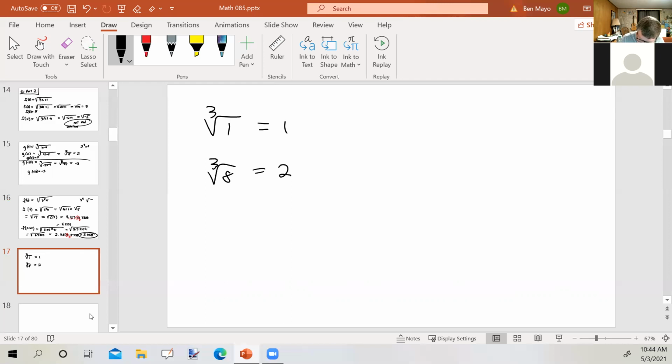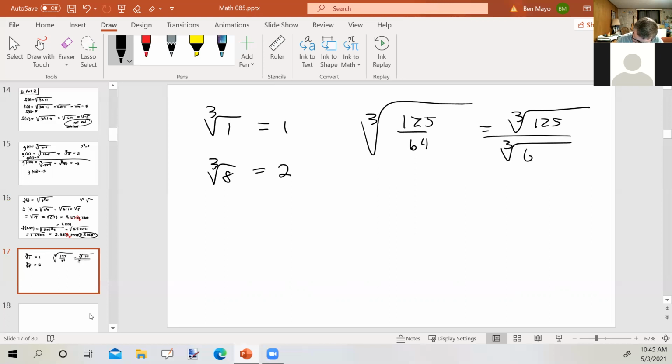What about the cube root of 125 over 64? We'll talk more about this in subsequent sections, but for right now, let's just say I can deal with this as a separate numerator and denominator, okay? What times itself is 125? Well, 5 times 5 is 25 times 25 is 125. So the cube root of 125 is 5.